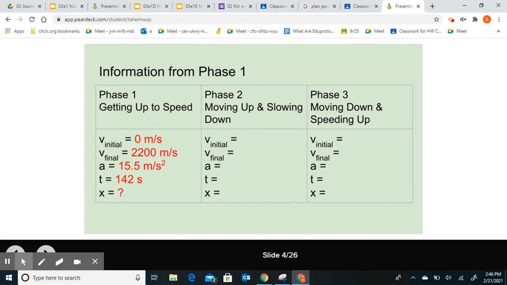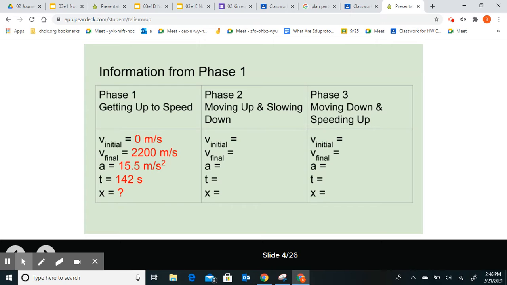All right, so we need information from phase 1, which is getting up to speed. Our engines are on and firing. And once they stop firing, that's when we enter phase 2. So we know from our phase 1, our initial velocity is 0 because it was just sitting on the landing pad. Our final velocity is 2,200 meters per second. And we know this because to get into suborbital flight, you have to be going that fast.